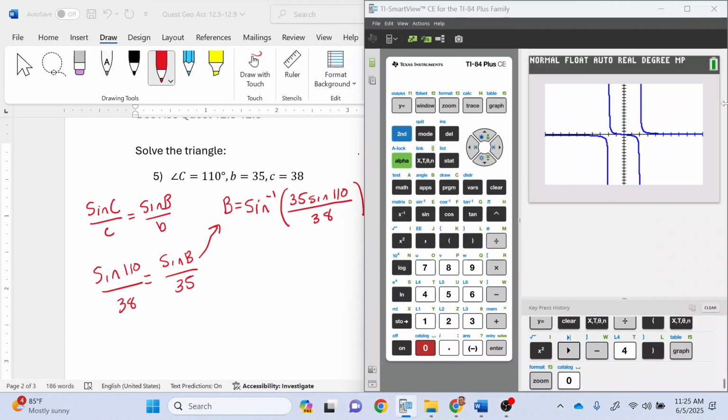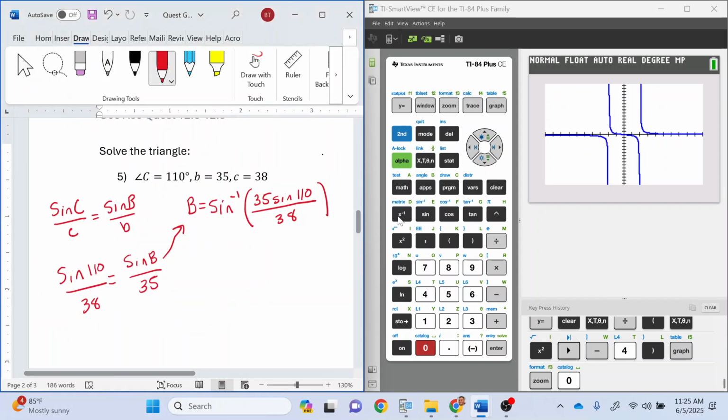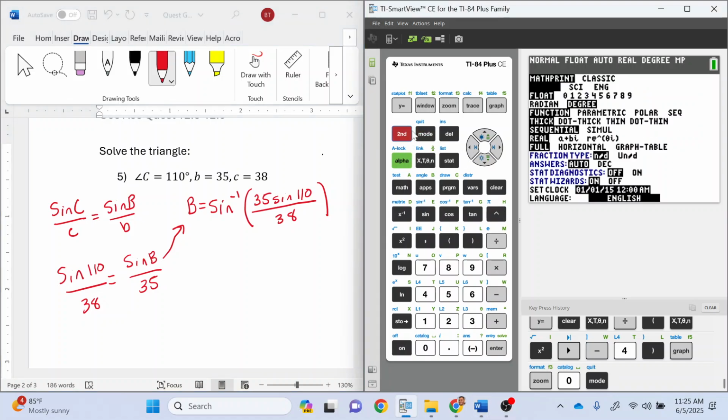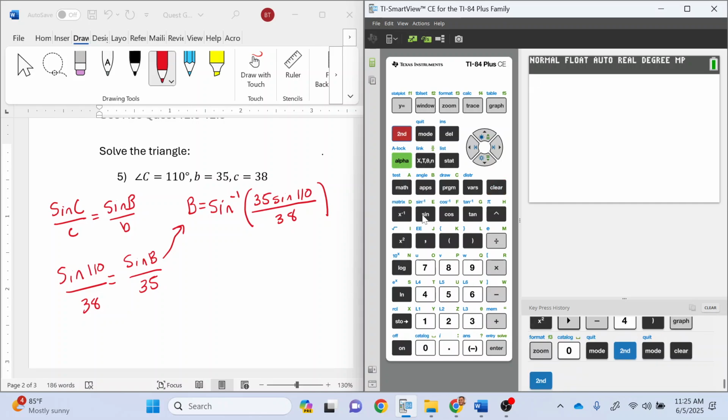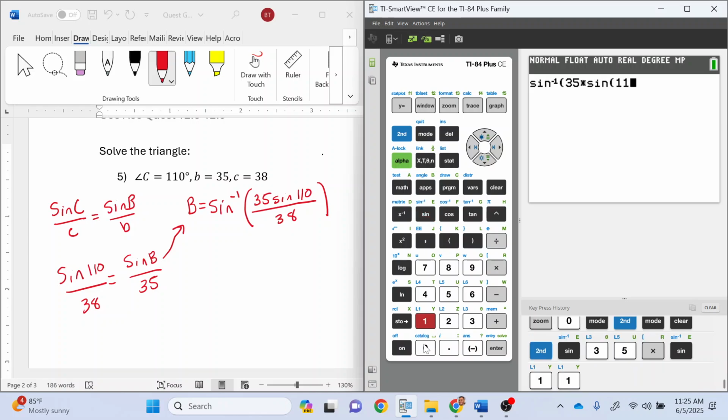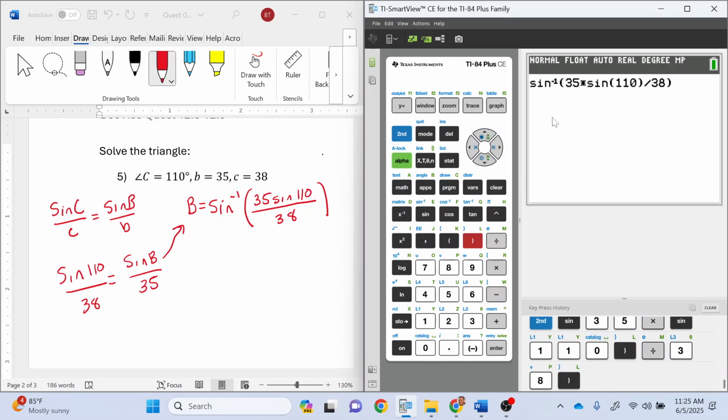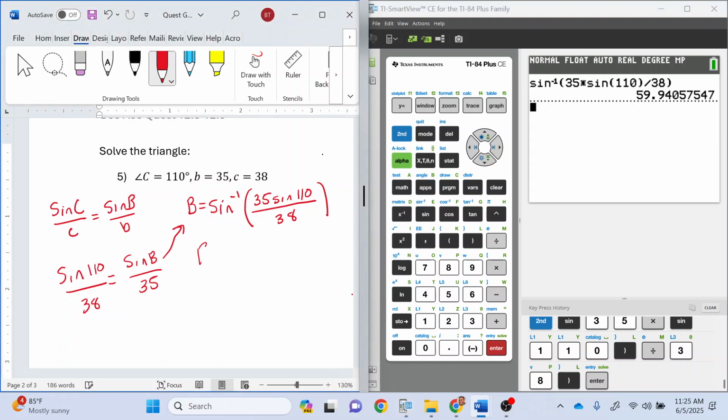So I'm going to put that in my calculator. Just always make sure you're in degrees. It'll give you some decimal, then you need to get rid of the sine, and that's sine negative 1. So sine negative 1 of 35 times sine 110, close that parenthesis, divided by 38, close the parenthesis of the original sine negative 1. I get 59.9. So capital B equals 59.9.